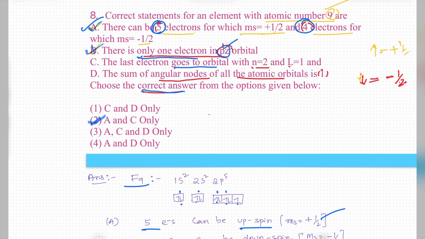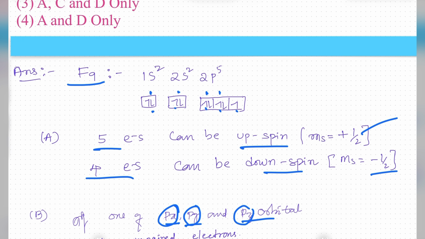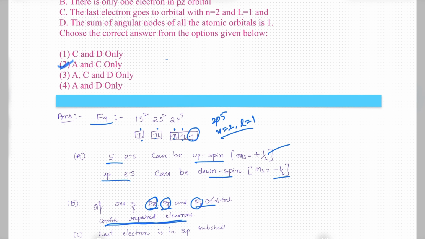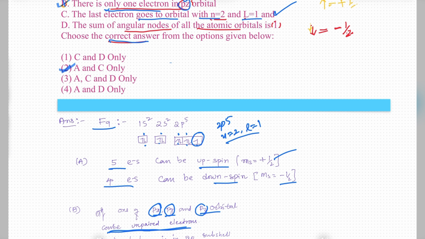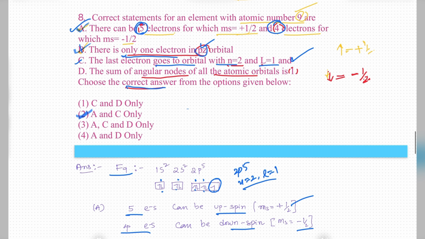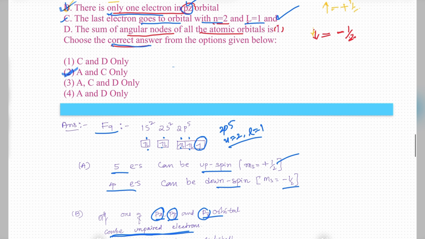Third one. See, the last electron goes to n is equal to 1. Is it right? You can check it out. The last electron, that is 2p5. Yes, n is equal to 2, l is equal to 1, p orbital. That is also right. Clear? Now, we'll go for D.